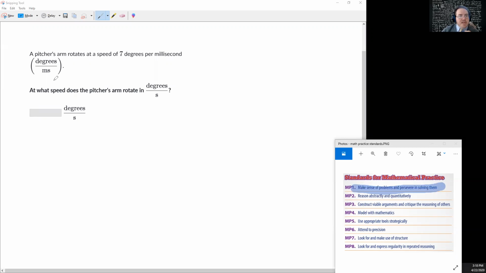A pitcher's arm rotates at a speed of 7 degrees per millisecond. At what speed does the pitcher's arm rotate? Oh, I did this one on yesterday's stream, so if you guys don't mind being patient, I'm going to grab a different problem. For people that are watching multiple streams, I don't want to do the same problems over and over again. Here's a good one.